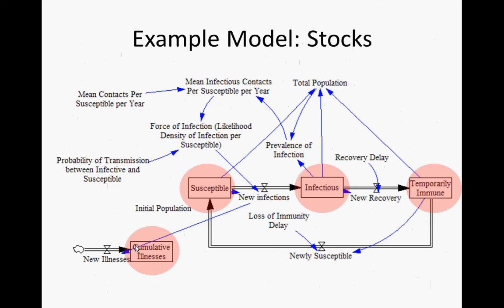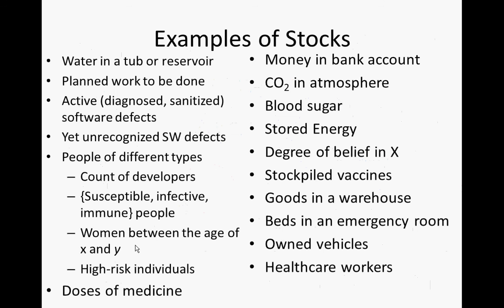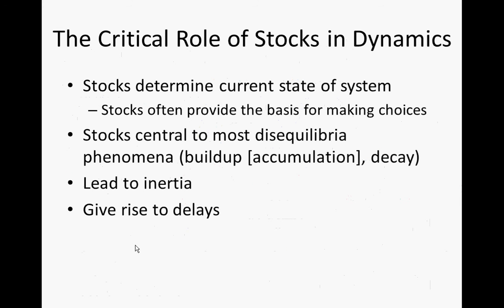Let's talk a little bit more about the features of these stocks. Why are they so important? It turns out that they play an absolutely critical role in the dynamics. They determine the current state of the system, so collectively they specify the model state. If you wanted to stop the model at a point in time, save it away to disk and restart it later, it's the stocks that you'd have to save. That summarizes the state of the system.